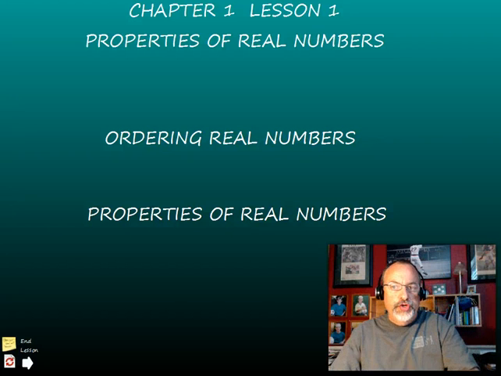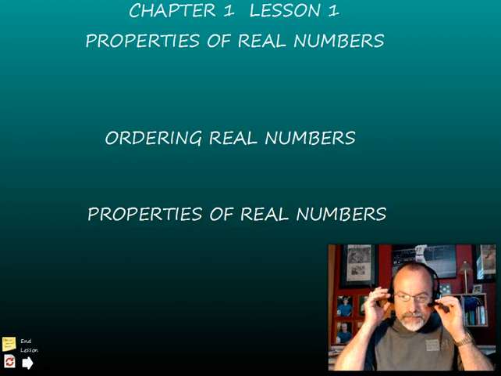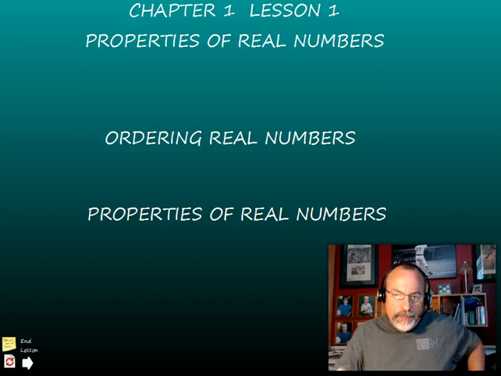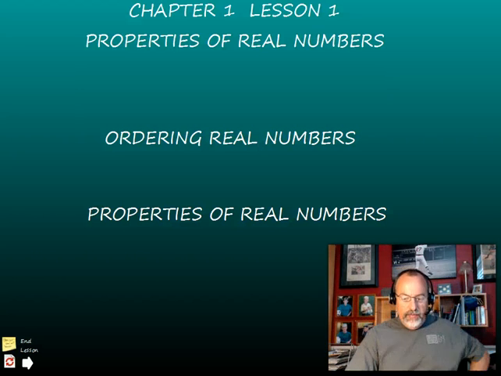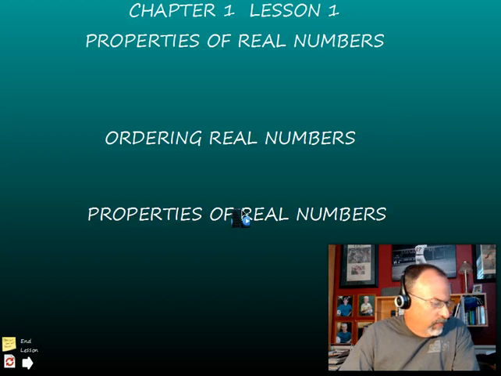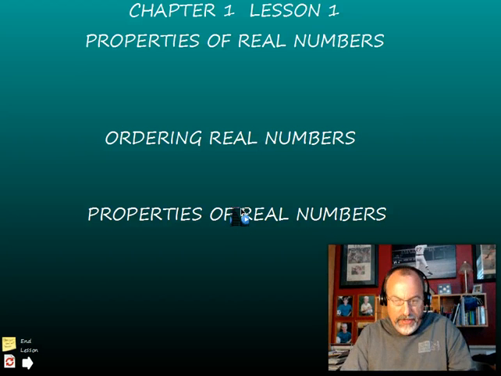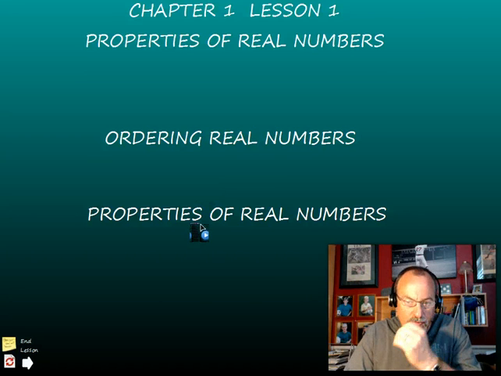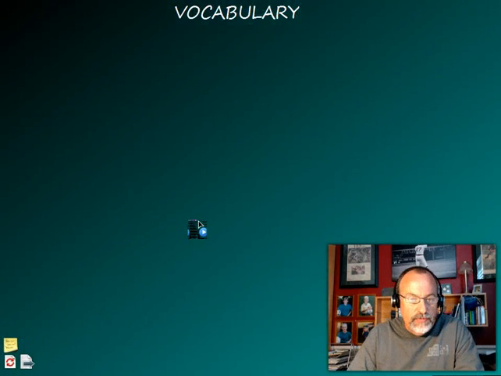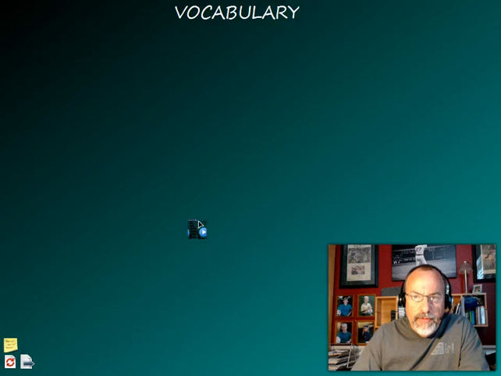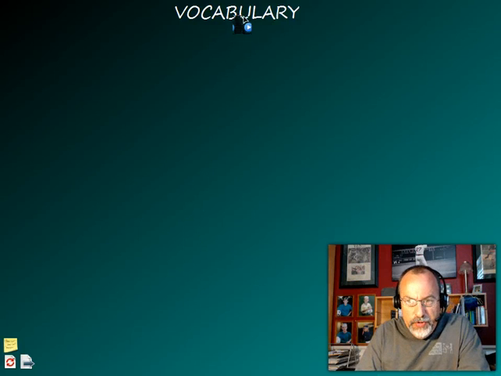Okay, this is part 2 of chapter 1, lesson 1. Let me adjust that down a little bit. I'm going to take a look at some properties of real numbers, a couple of vocabulary words, and then some look at absolute value. So let's take a look at some of the properties or some vocabulary first. Some vocabulary you're probably familiar with, but something I want to make sure you know.